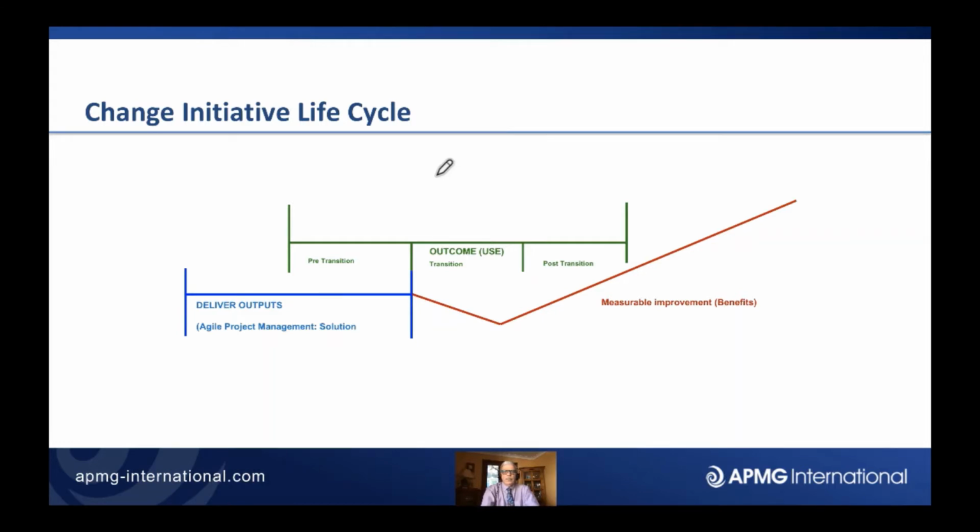So right at the very beginning, we deliver something referred to as outputs. Outputs are the physical, tangible things that we deliver. So for example, it's a new procedure as a result of COVID-19, a new computer system, or a new place to work. Agile refers to them as solutions.